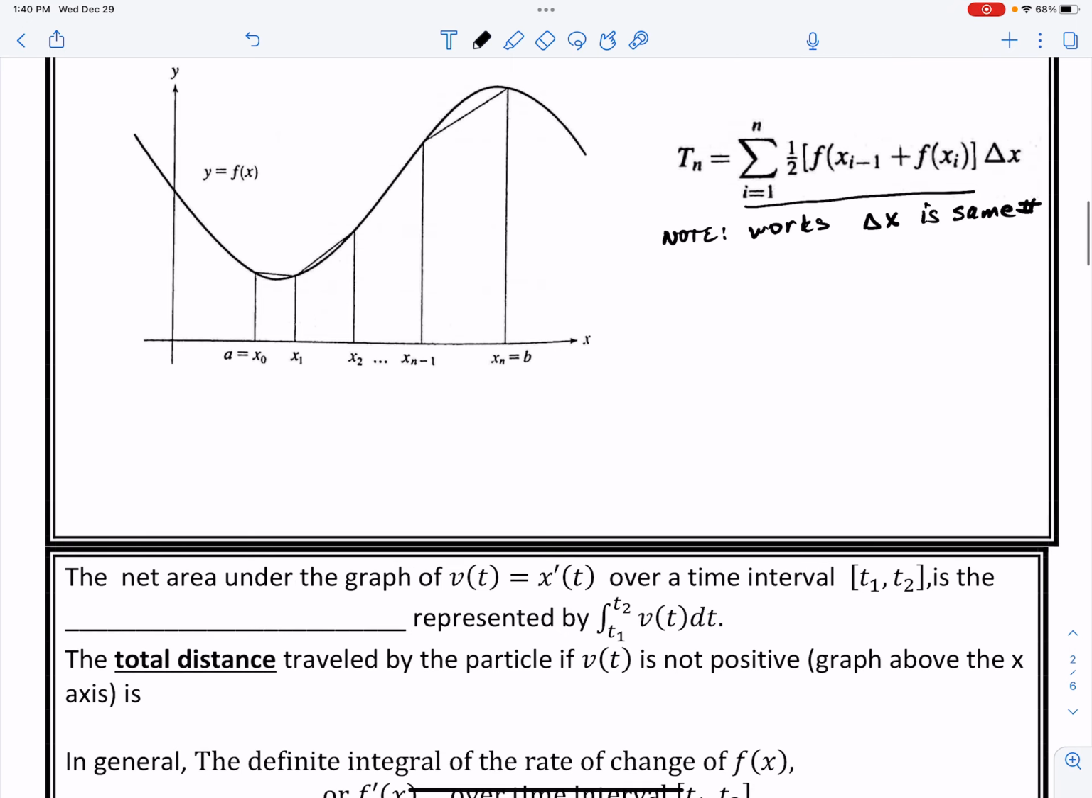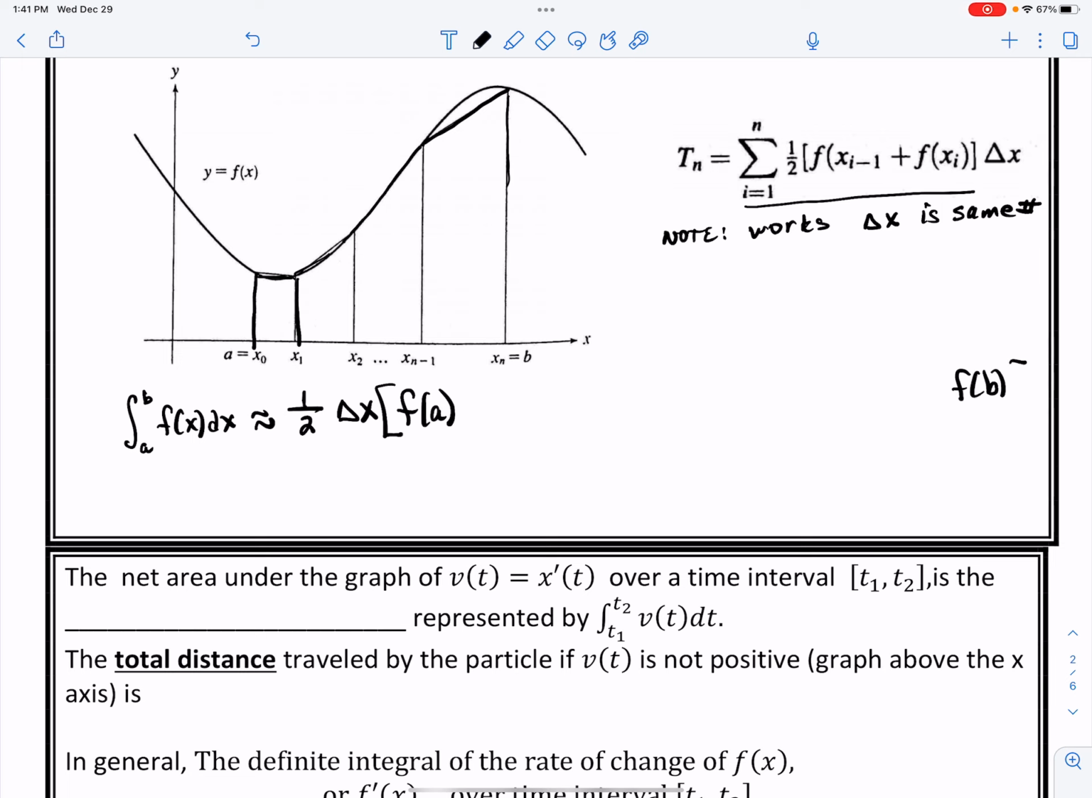And again, if we form these trapezoids, as you can see here, they were already done for you. We could say that the area under the curve from a to b of f of x dx is approximately equal to 1/2 the height times the sum of the bases. But the first base is f of a, the last base is f of b, and all the bases in between are doubled.